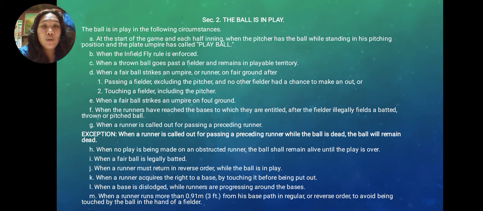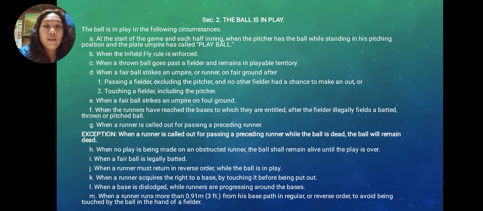Letter C, when a thrown ball goes past a fielder and remains in playable territory. Letter D, when a fair ball strikes an umpire or runner on fair ground after passing a fielder, excluding the pitcher, and no other fielder had a chance to make an out, or touching a fielder, including the pitcher. Letter E, when a fair ball strikes an umpire on foul ground.